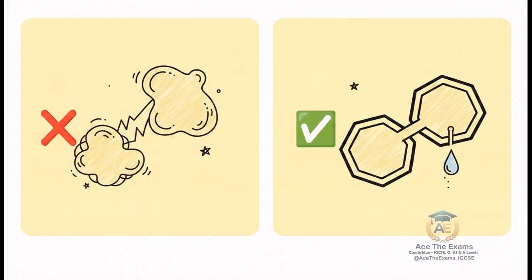All right, let's see how you did. The top band answer reads, condensation between two specific monomers forms a glycosidic bond, releasing one water molecule per bond. Do you see the analytical depth there?